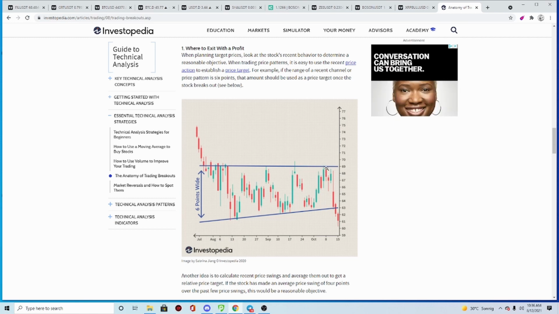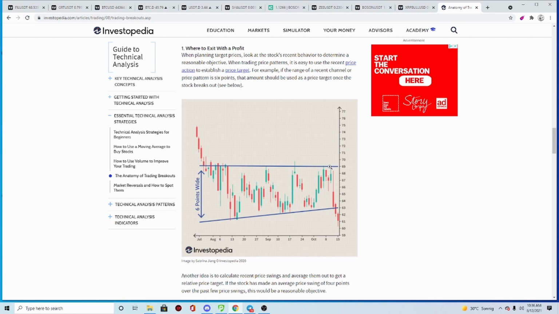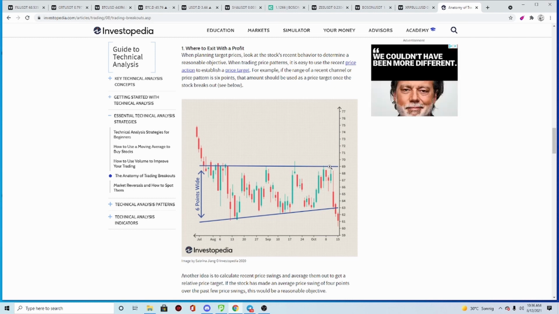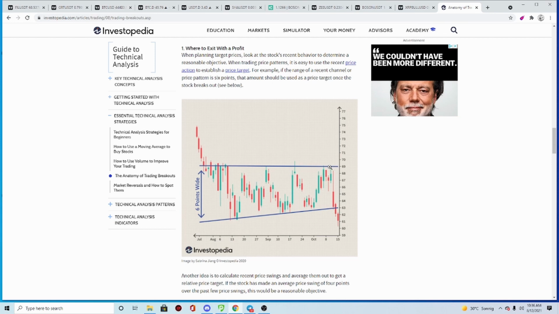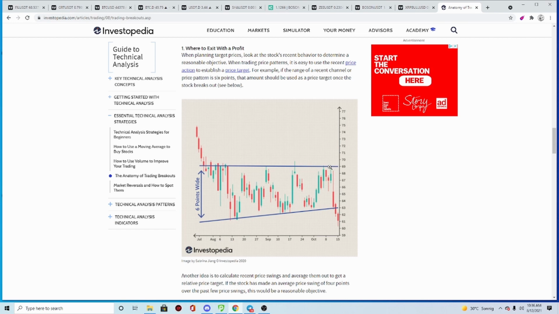Now, after it closes, it's really good if you can buy a retest. They don't always retest, but if it does, that is the safest way to buy a breakout, is to buy the retest. And for all you new guys out there and new women and whatever, I do suggest buying retests. If you buy the retest of the breakouts, it's a lot safer.